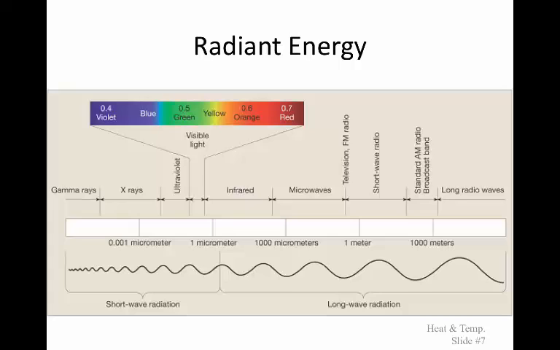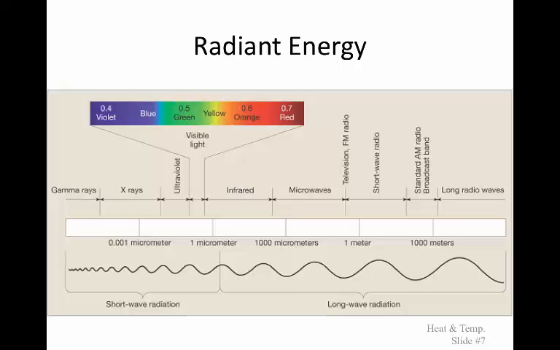And this is a diagram. There's a similar one in the textbook as well. But basically what it's showing you is different kinds of radiant energy. We measure radiant energy by what is called a wavelength, and there's short-wave radiation and long-wave radiation.